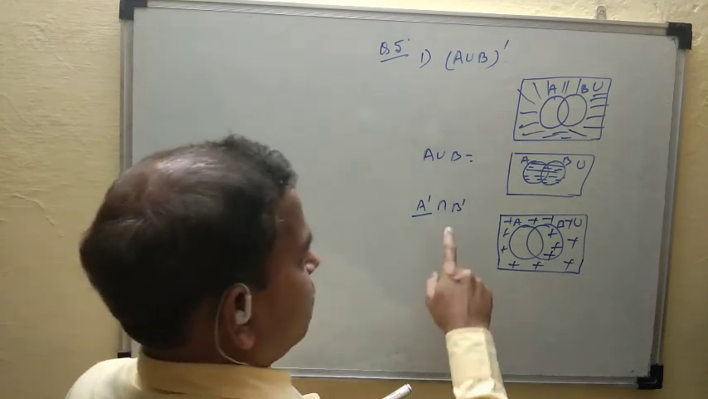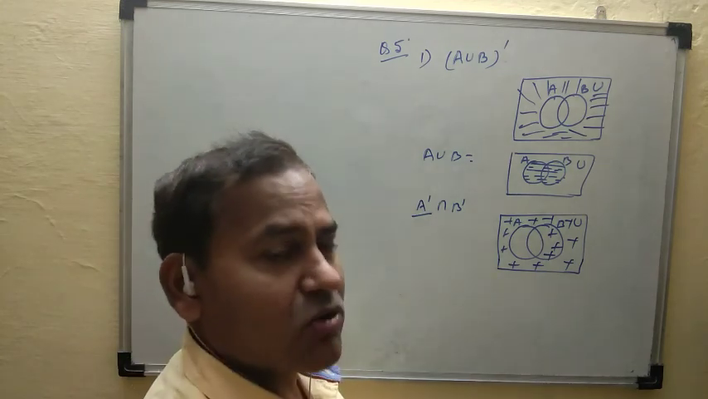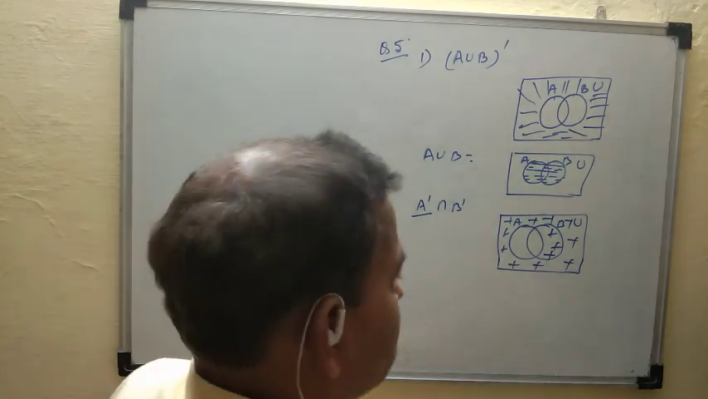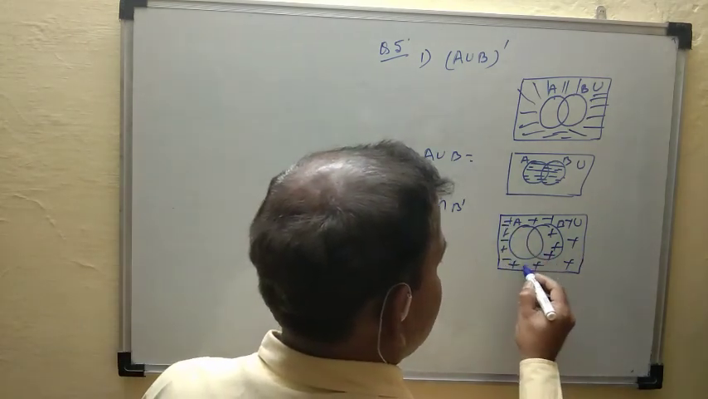Now draw the Venn diagram of B dash. B dash means outside of B. So draw the Venn diagram outside of B, with minus signs. The light is cut, so I will discuss the rest in the next class. Draw it for the next class.